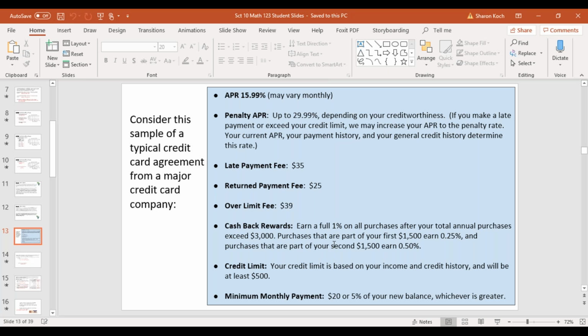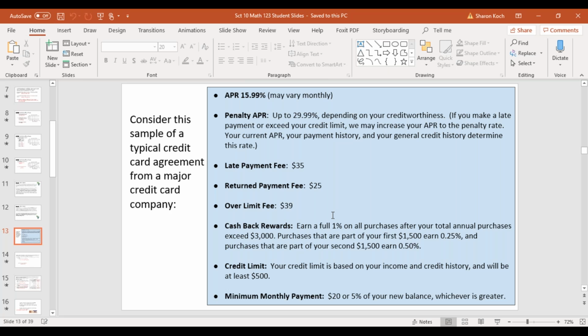But look, they give you cash back rewards. If you watch a lot of commercials on TV, it's not as hot as it was a year or two ago, but it's still out there. But take a look at this. It says earn a full 1% on all purchases after your total annual balance exceeds $3,000. So after you've charged $3,000, you finally get 1% of that back.